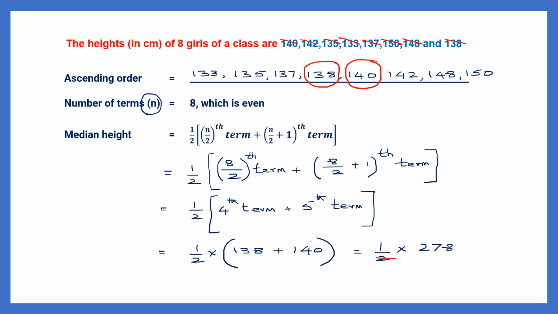Now we can divide, we can multiply, we can cancel also. So here 2 ones are 2. Then we go to 7. 2 threes are 6. There's 1 left. You bring it here, it becomes 18. 2 nines are 18. So 1 into 139. So here we have 139 by 1, so that is equal to 139. So what is our answer? The median height is 139 centimeters. So this is our final answer here.